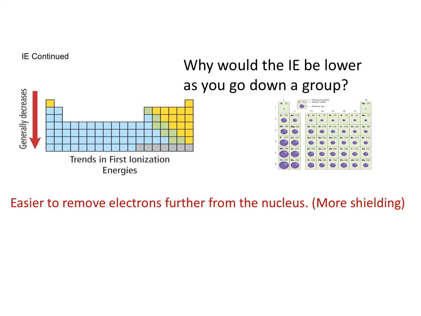So, why would the ionization energy be lower as you go down a group? Because it's easier to remove electrons further from the nucleus. So, as you go down a group, the electrons get further and further away from the nucleus, and the farther away they are, the easier it is to remove them because of more shielding.